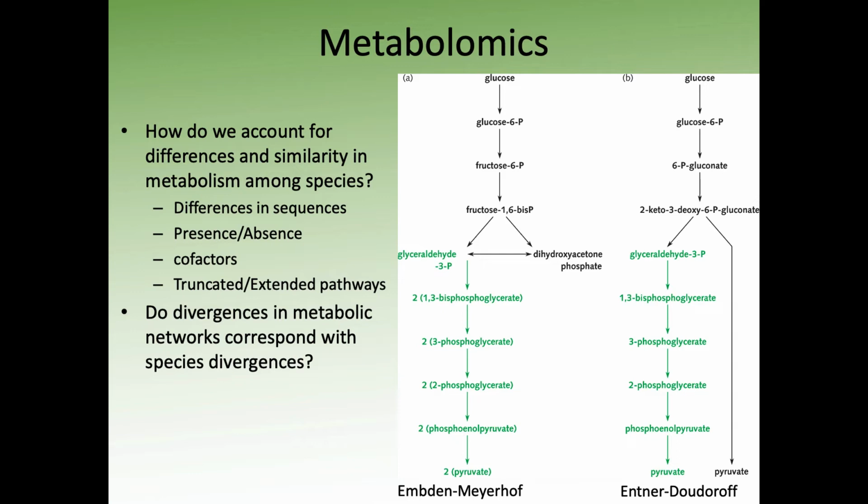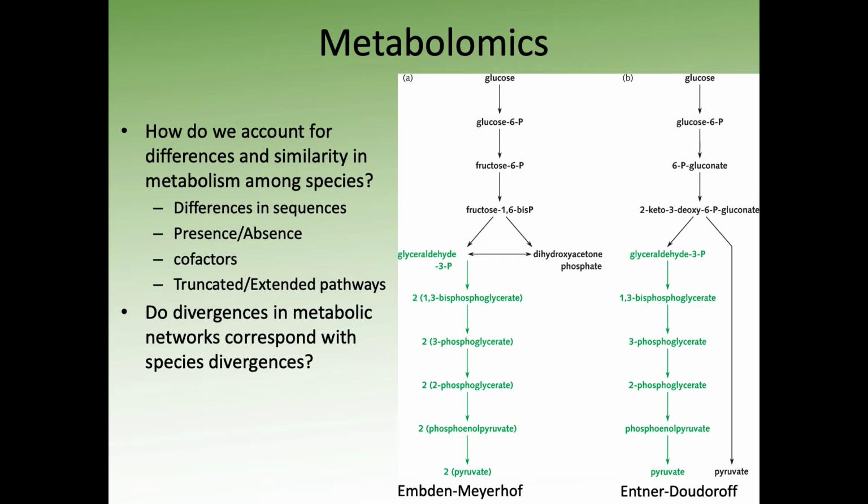So are the pathways truncated? Are they extended? Are they the same type of pathways? And one of the big questions that we're often looking at is whether these divergences in metabolic networks correspond with species divergences. So are they associated and are they actually explaining the evolutionary history of a set of organisms, or is it that they've done something unique or something else in response to metabolism?